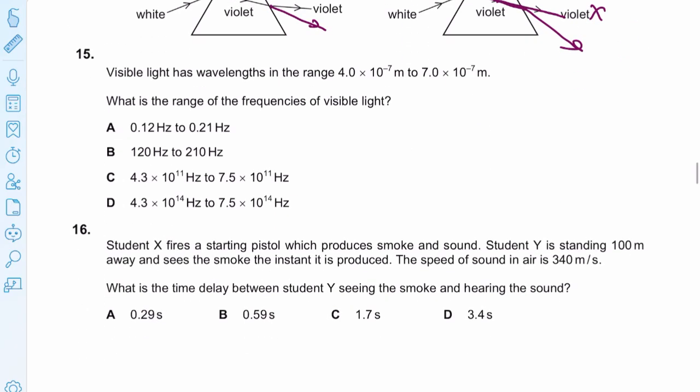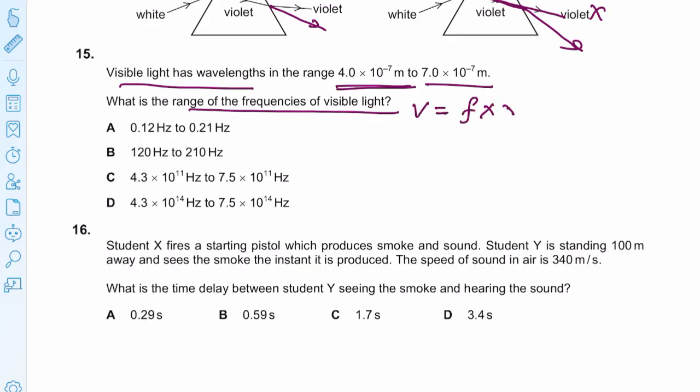Now, question number 15. Question number 15 says that visible light has a wavelength in the range 4.0 times 10 power minus 7 meter to 7.0 times 10 power minus 7 meter. Okay, what is the range of the frequencies of the visible light? Okay, listen carefully. How to find it? For that, we know the formula that speed equals F times lambda. So frequency equals V over lambda, right?